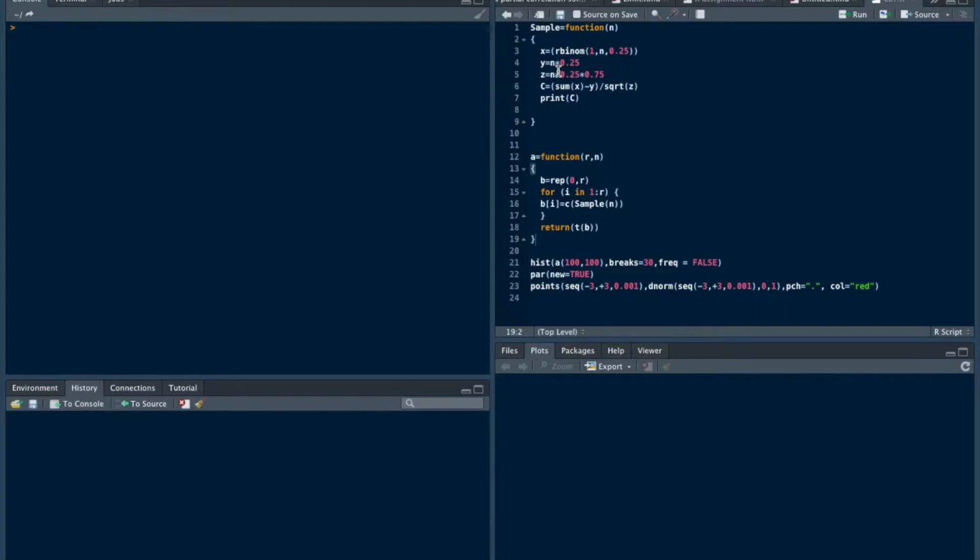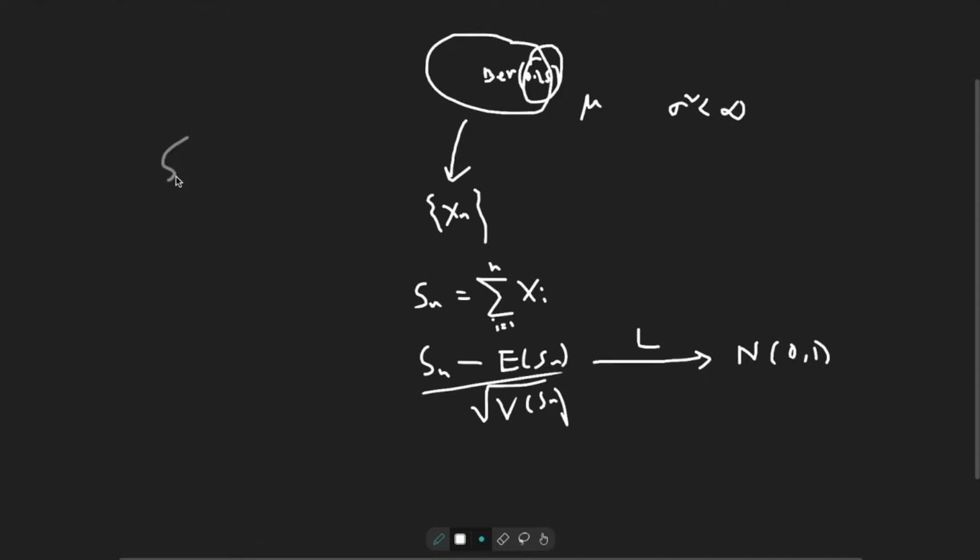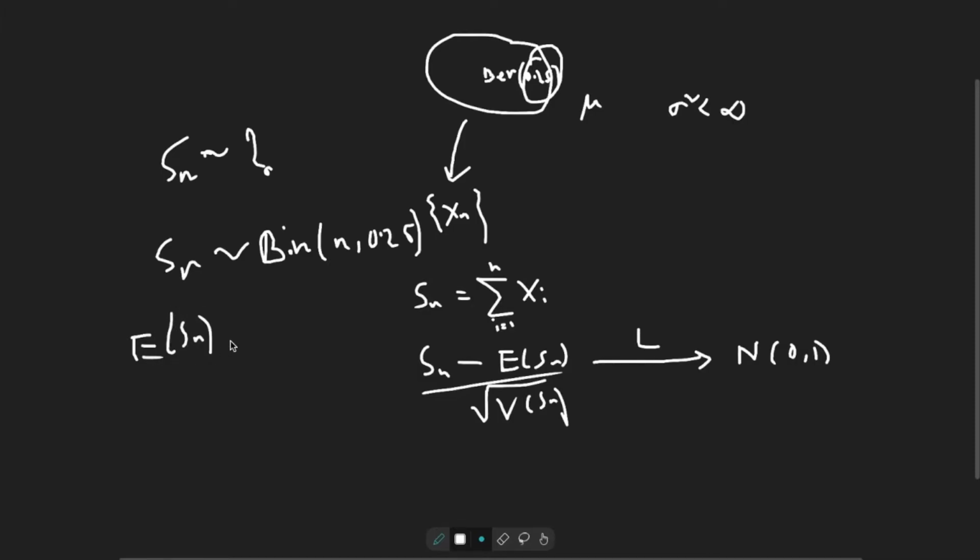Then what is its expectation? Let Sn follow binomial n, 0.25. Then what will be its expectation? Expectation of Sn equals n into p, which is 0.25, and similarly the variance would be n into p into q, which is 0.25 into 0.75.